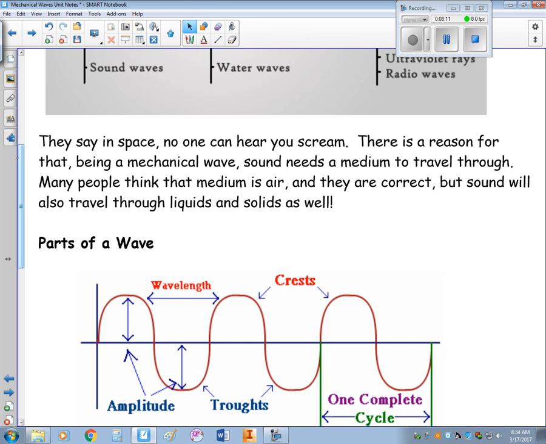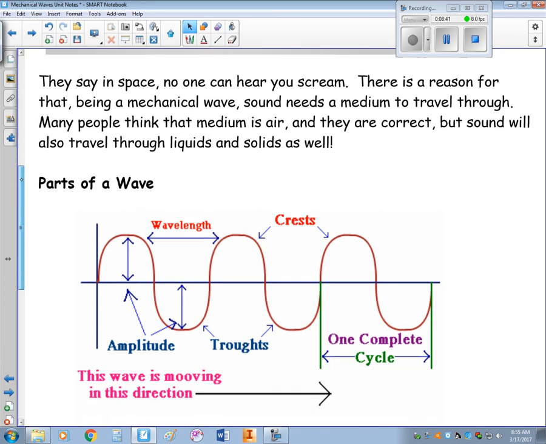Okay. Now, many people think that for sound, the medium is air. And that's correct. Sound does have to have air to travel through. However, sound can also travel through liquids and solids, because the way we define sound is a mechanical wave, or a longitudinal wave, through some medium. So sound can travel through liquids and solids as well.